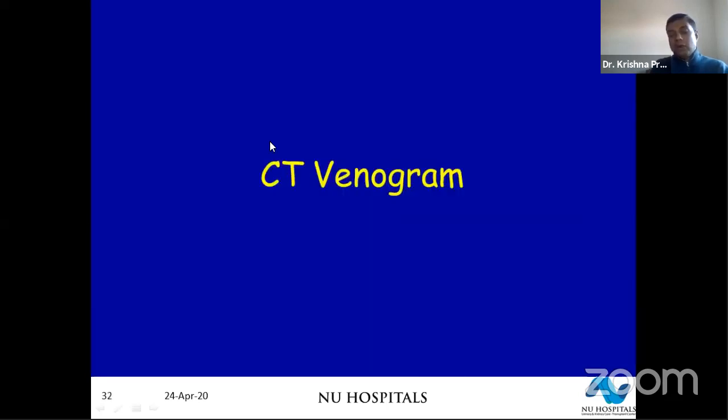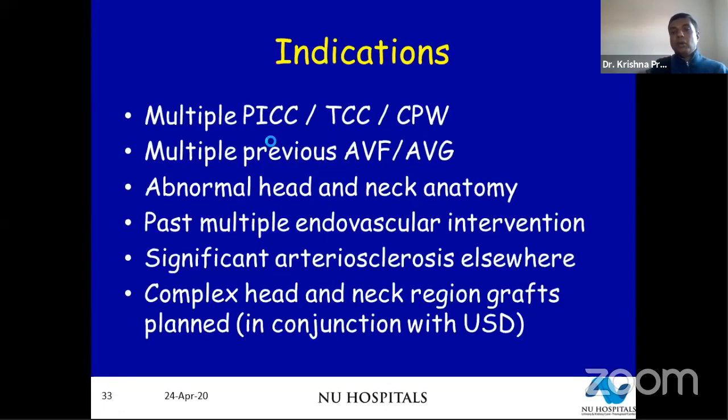So having covered this, just quickly, I'm going to discuss exactly 2 cases on the use of CT venogram, where I'm going to tell you and show you where you can use it in all these kinds of patients. Patients with multiple PICC lines, tunnel catheters, cardiac pacing wires, multiple previous AV fistulas and grafts, multiple previous endovascular interventions, or a complex head and neck graft which is being planned.